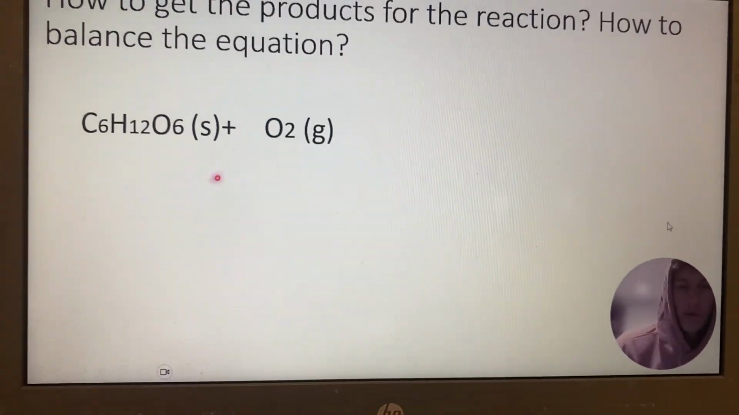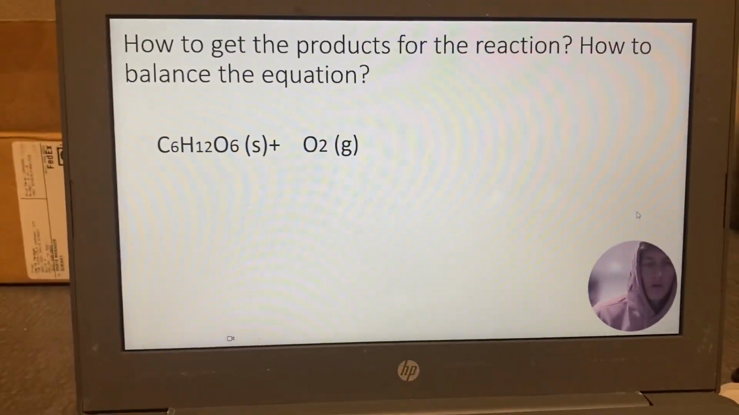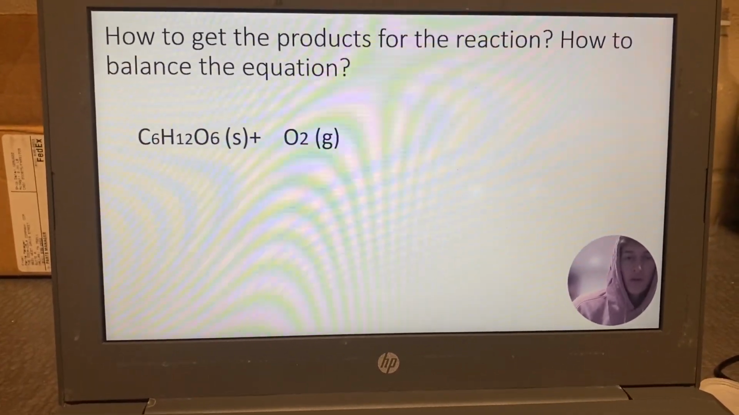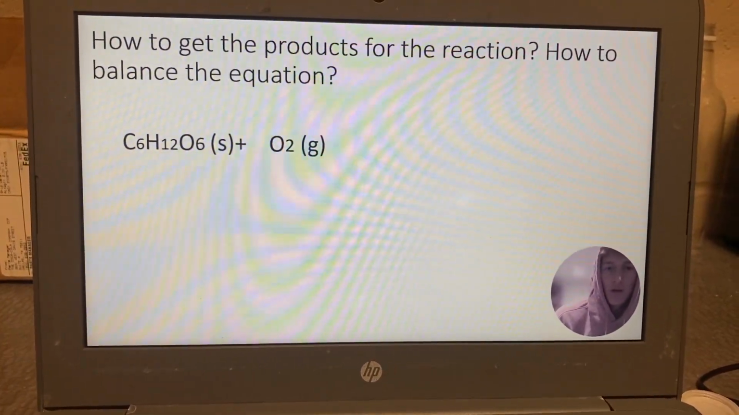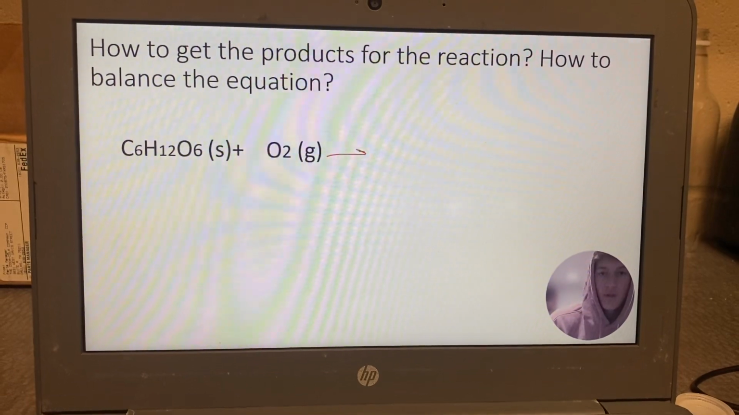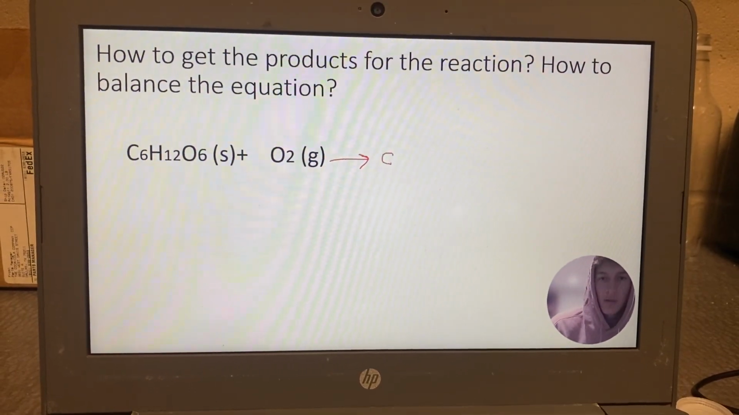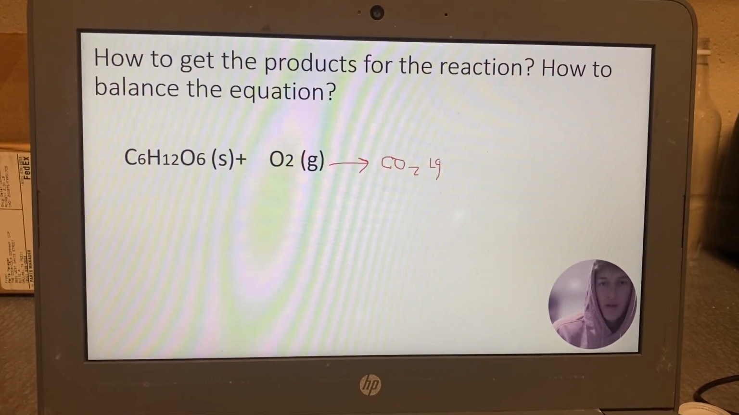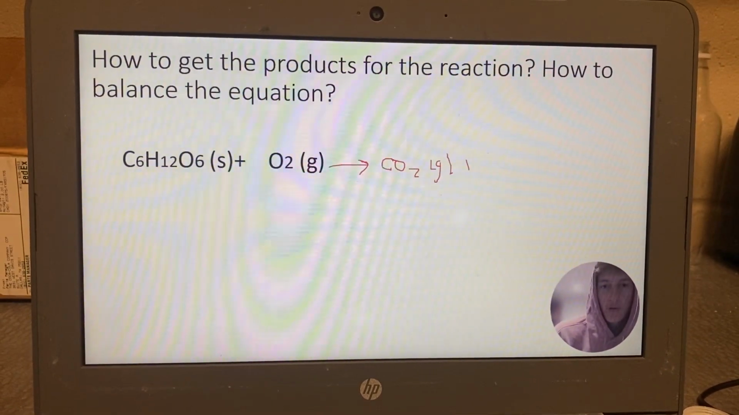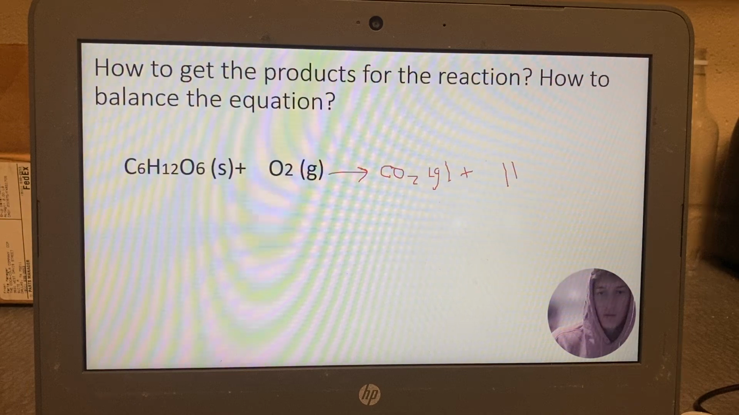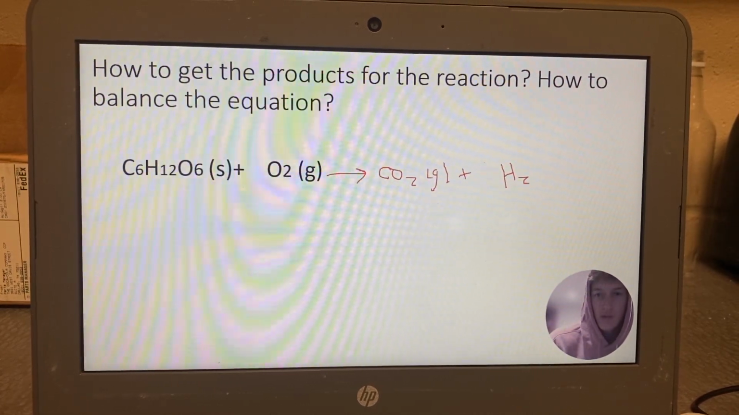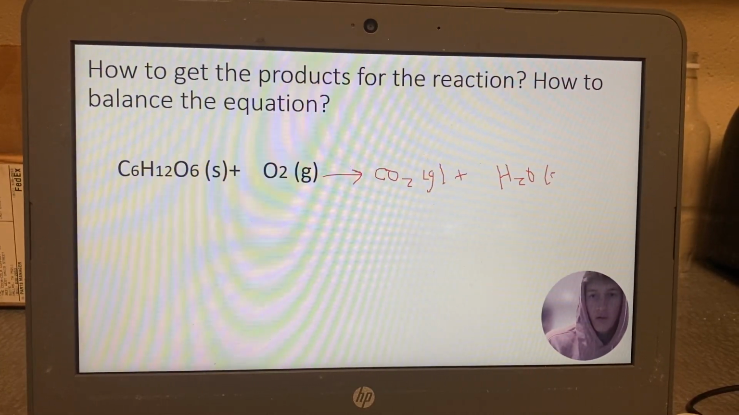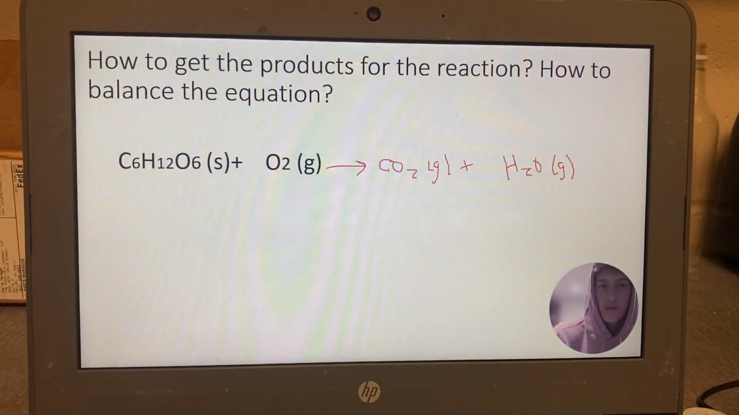So when we're finding the products for this reaction, we have the glucose formula right here, which is the solid, and then we need to add oxygen to that. And from there, since it's a combustion, we get CO2, which is a gas, plus water, which is H2O. Alright, and then from here we can balance our equation.